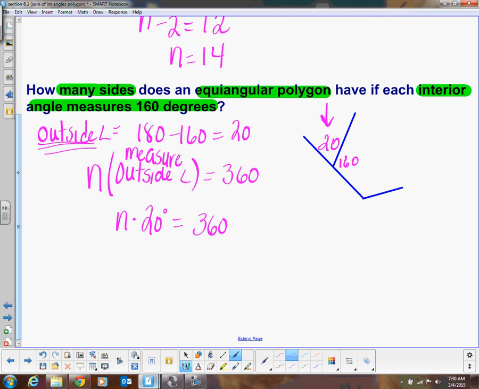All right, how do I solve this equation, Samantha? How's it connected? So how do we disconnect? There you go. We're going to divide both sides by 20, and n is equal to what? 18 sides.